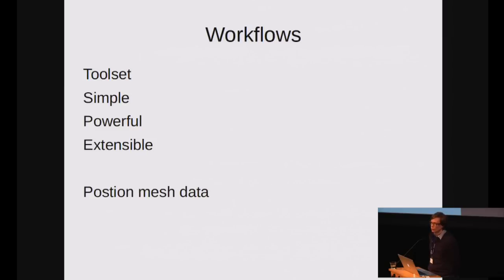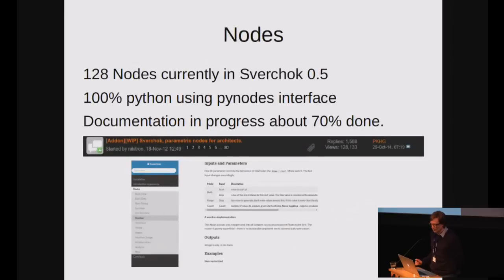You can do something powerful and create a complete building. It's extensible in different ways, and the basic concept is you position mesh data and organize meshes. There are 128 nodes, and it's written in 100% Python using the PyNodes interface. We're doing documentation, and about 70% of the nodes are documented. You can see an example in the bottom part of the picture.